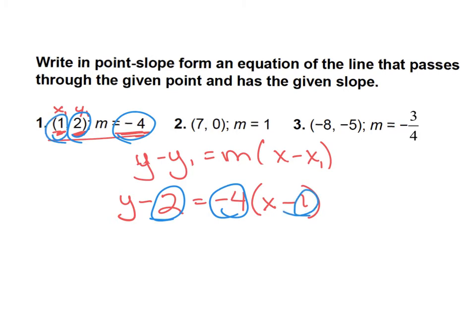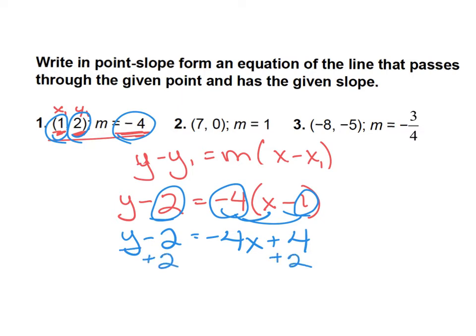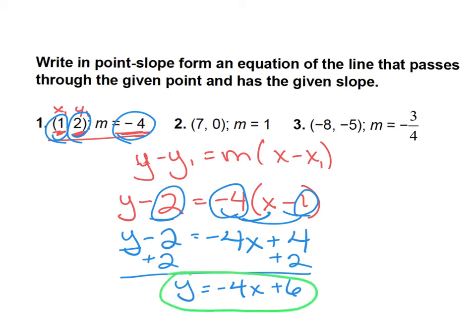Okay? So let's go ahead and simplify. y minus 2, nothing can be done over there. Here I can do the distributive property, so I get negative 4 times x. A negative and a negative gives me a positive, so plus 4. I need to get y by itself, so I add 2 to both sides. So I get y equals negative 4x plus 6. There, ladies and gentlemen, is our equation.